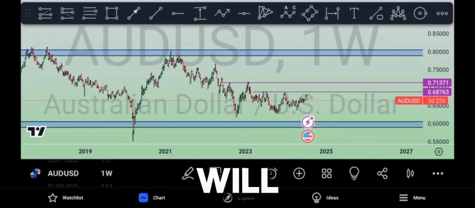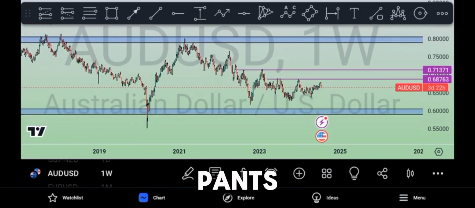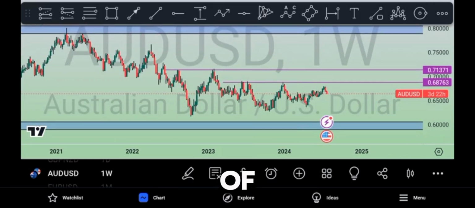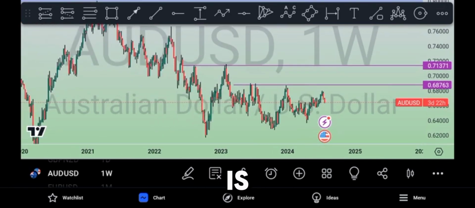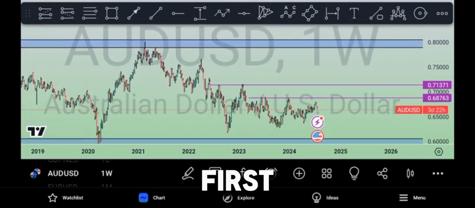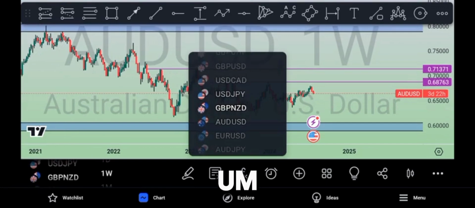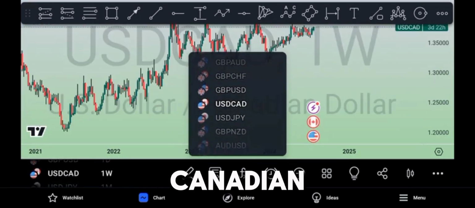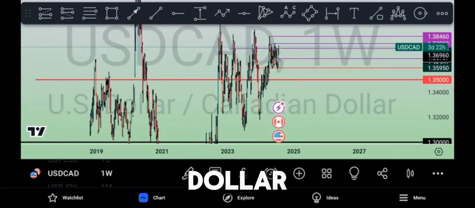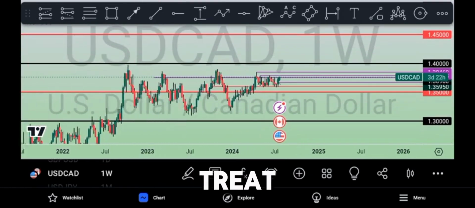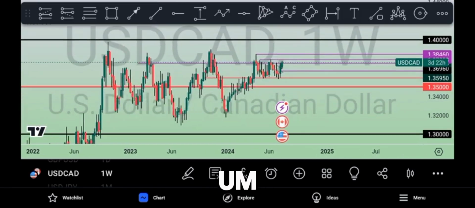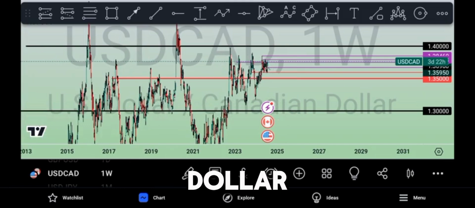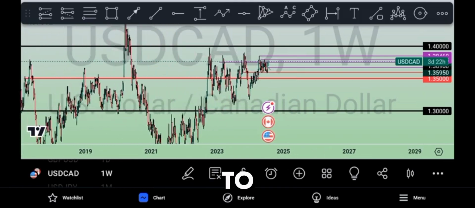Now, I will break down some pairs for us so that we can take advantage of them, because right now the market is presenting some opportunities. So first on our list today, let's go over to USD Canadian dollar. USD Canadian dollar is the very pair I personally like to trade. Yes, even if for a while now the market has been ranging, it is a pair I actually do like to trade.